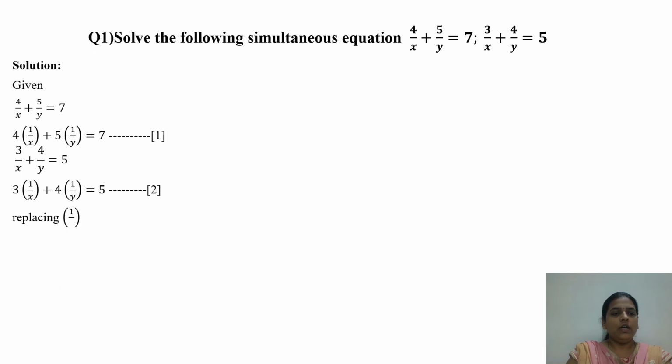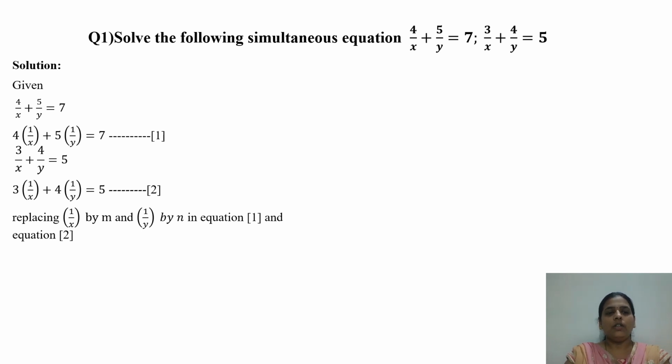Next is what? Replacing 1 upon x by m and 1 upon y by n in equation 1 and equation 2. So here put 1 upon x is equal to m and 1 upon y is equal to n. Then what is the resultant equation here? That is 4m, instead of 1 upon x we put here m, 4m plus 5n is equal to 7. This is a new equation which is obtained from equation number 1. Next, 3m plus 4n is equal to 5. This is the second equation which is obtained from equation number 2.